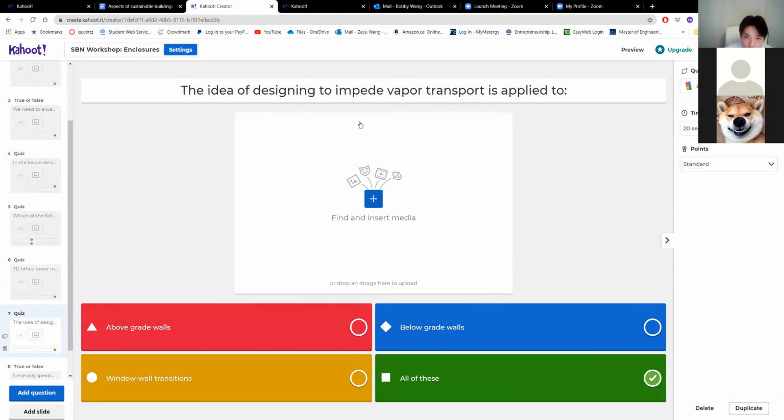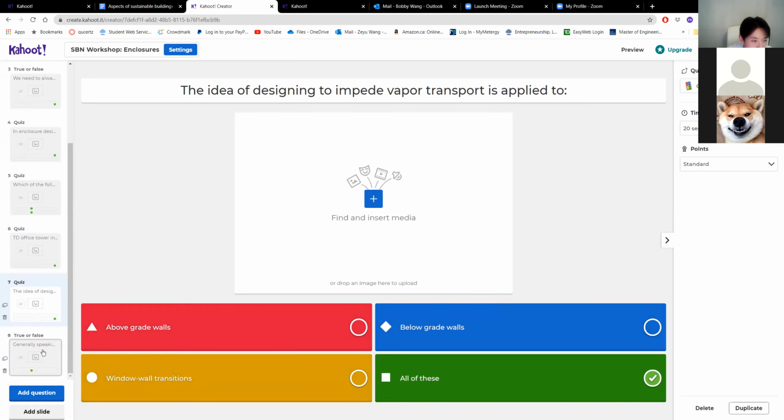Next one, the idea of designing turnkey vapor transfer is applied to everything, not only the above-ground structures, because below ground we have groundwater and rainwater infiltration. We also need to consider that as well, and also the window wall transitions. Obviously, transitions matter a lot.